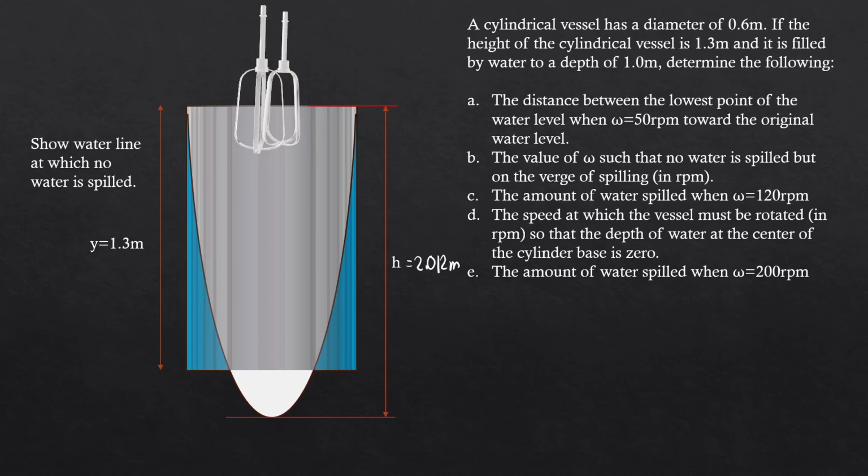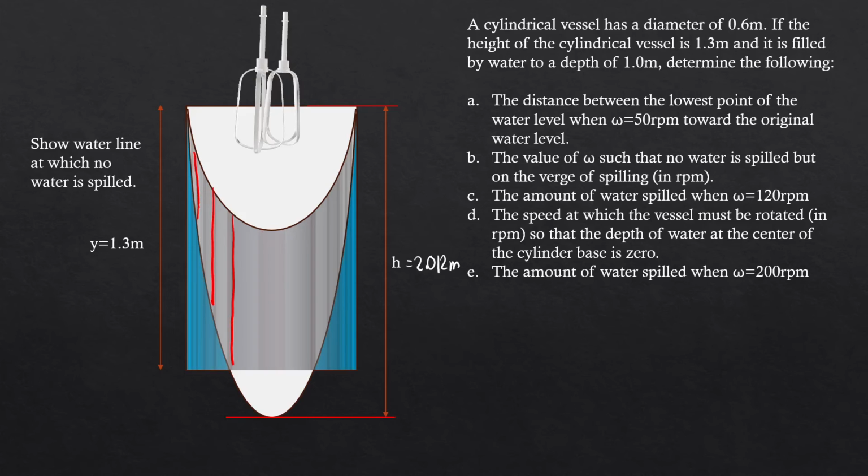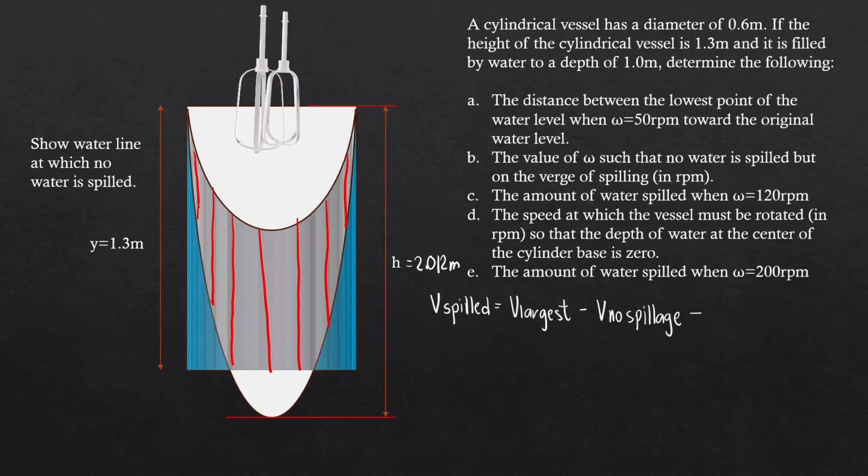And so if I am to show that, we have this figure. And so by inspection, this is going to be our volume spilled, which was explained earlier. And so again, our volume spilled is the volume of the largest paraboloid minus the volume of this paraboloid. So let's just use V for no spillage, and then minus the small paraboloid at the bottom. So V smallest, or let's just use V bottom. And then let's just say this is the volume of the whole paraboloid.